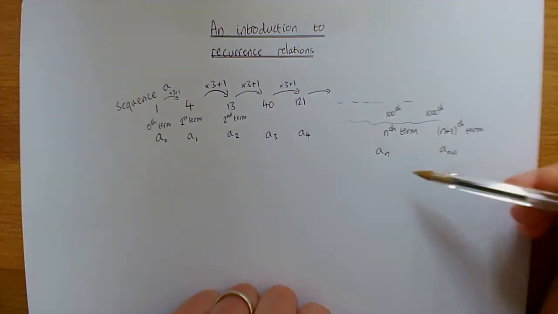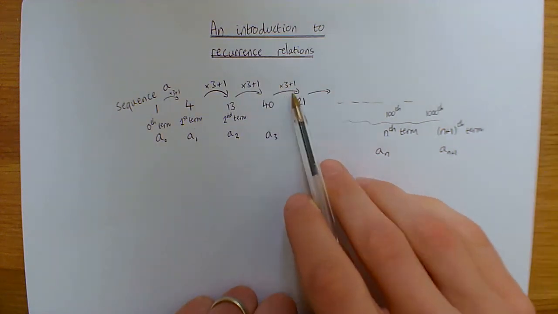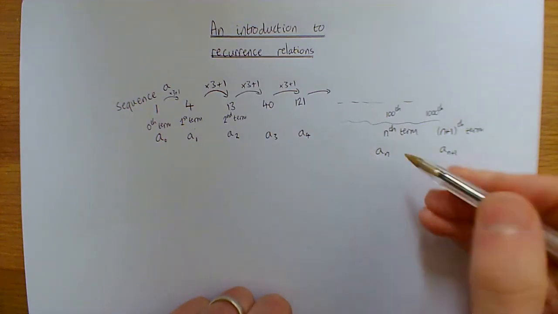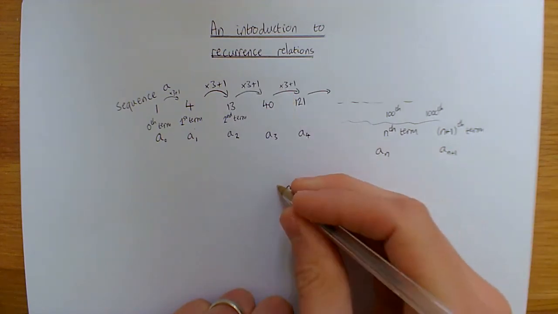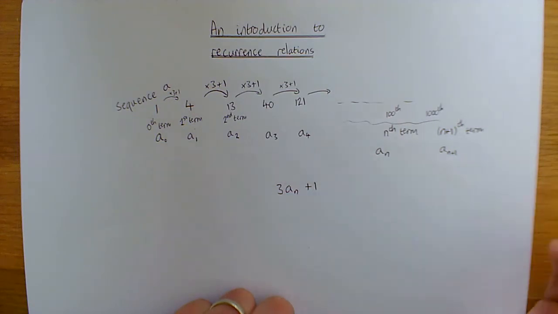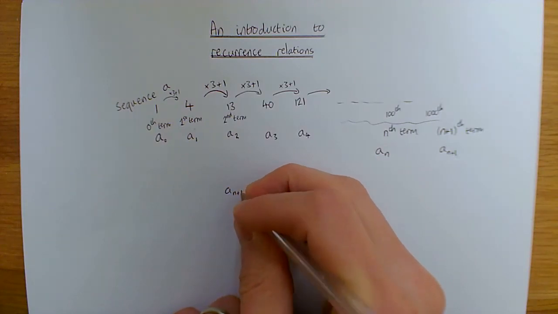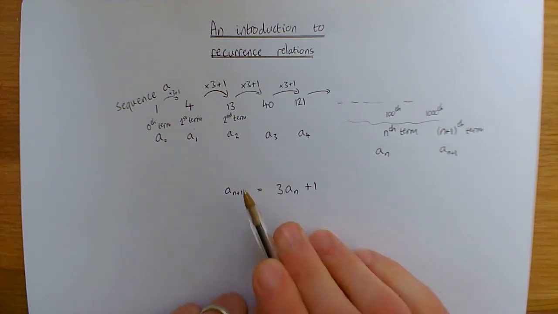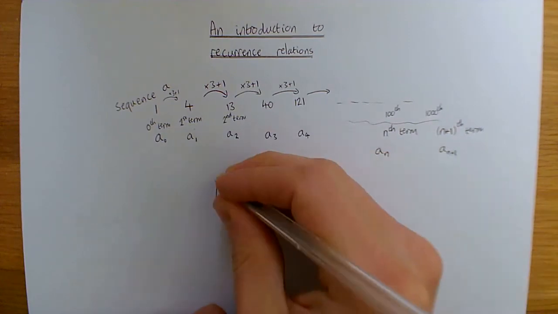Now all of these little bits of notation we're going to use because this rule can now be described using this. If I'm at a given term, an, then I times by 3, or I do 3an, and I add 1, and that gets me to the next term, which is an plus 1. So if I'm at a term, I can times it by 3 and add 1, and that gets me to the next term. So this is a recurrence relation.